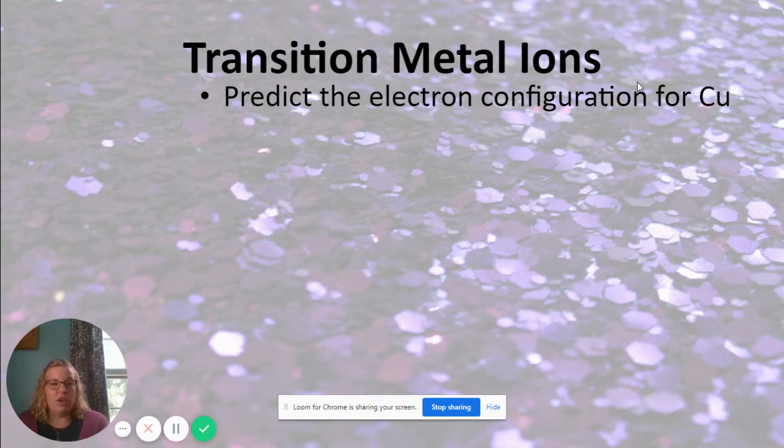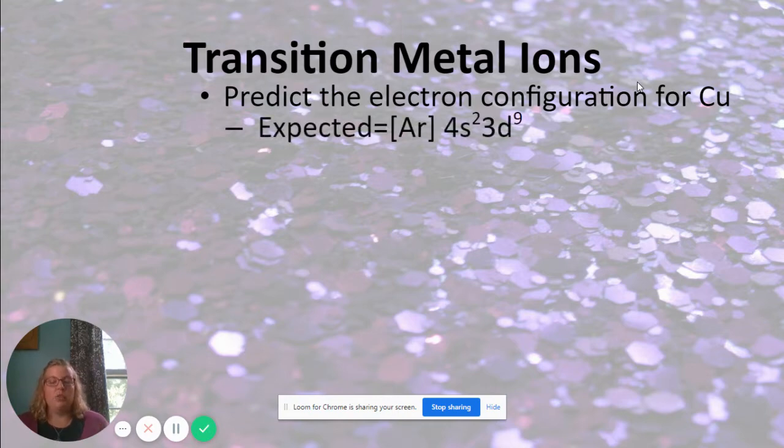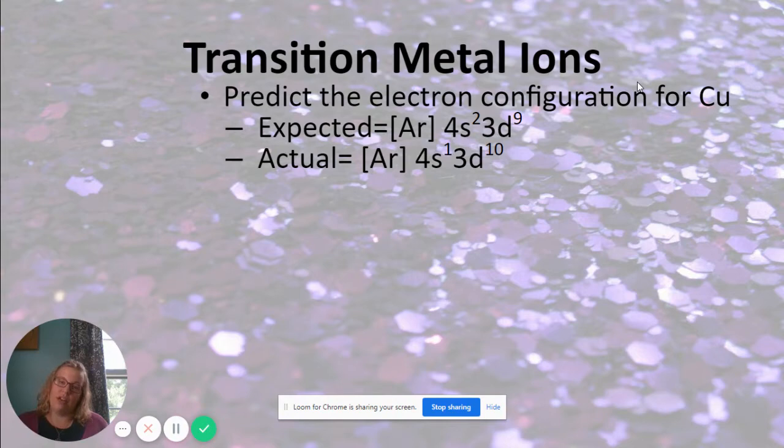All right, so my guess is that you wrote down your expected electron configuration for copper to be argon in brackets, because we're going to do the shorthand, 4s2 3d9, because if you count the positions for copper in the D block, there are 9 boxes over, right? Makes sense to me. However, scientists actually find that the electron configuration for copper is argon 4s1 3d10. And you say to yourself, super.